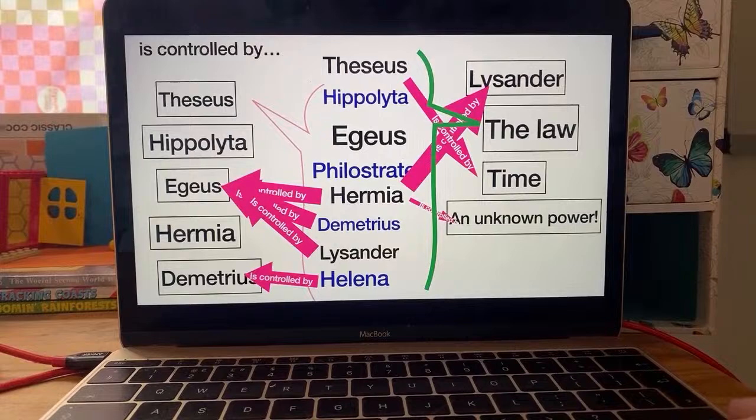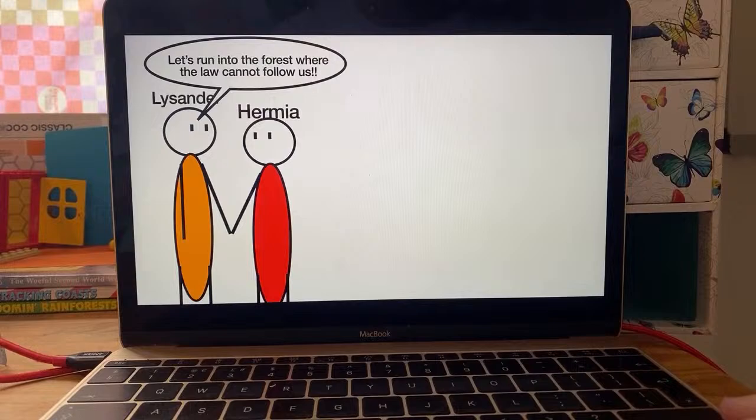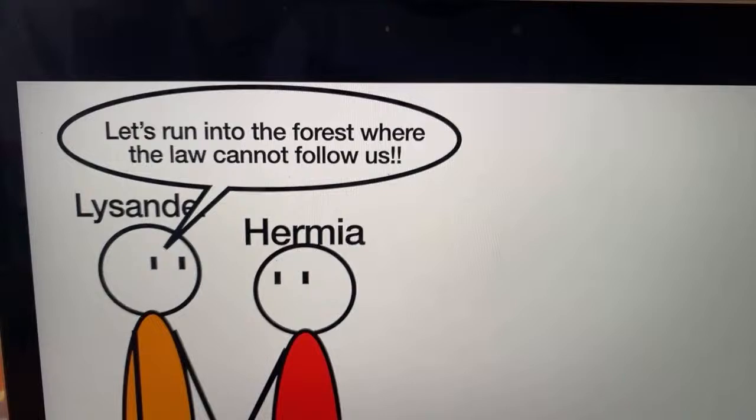So Lysander and Hermia, we looked at a bit last week, they decide to run into the forest. He actually says, I mean, he doesn't actually say this, but basically he says, let's run into the forest where the law cannot follow us. Oh, so it's all being quite orderly, right? At the start of the play, everyone's having to obey the law. They're going into the forest now where the law can't follow them. And Theseus can't follow them. Ooh, a bit more interesting. Maybe there's going to be some lack of control coming up.